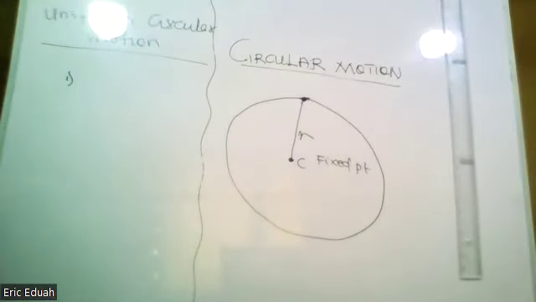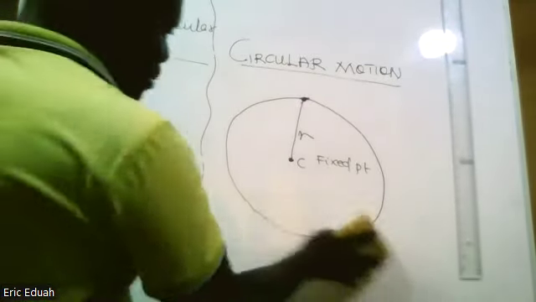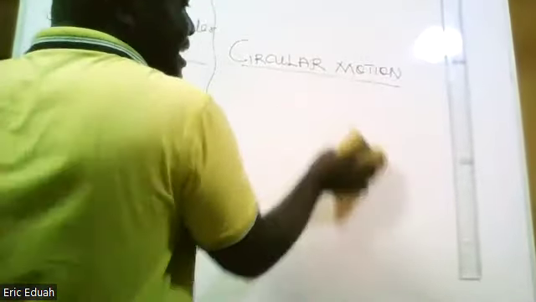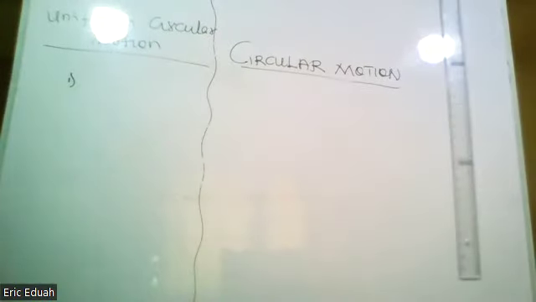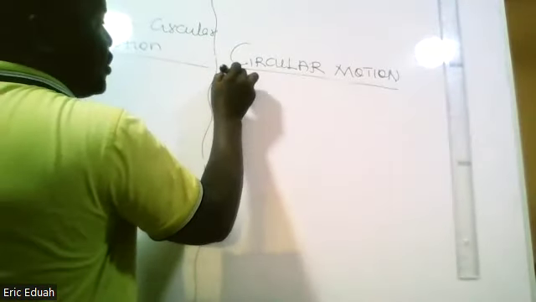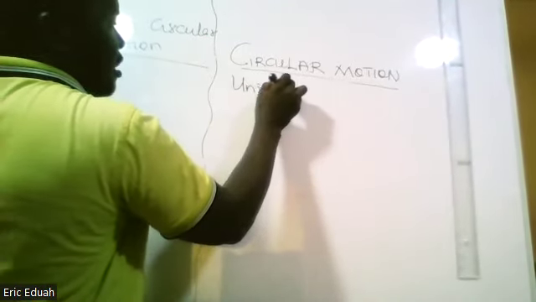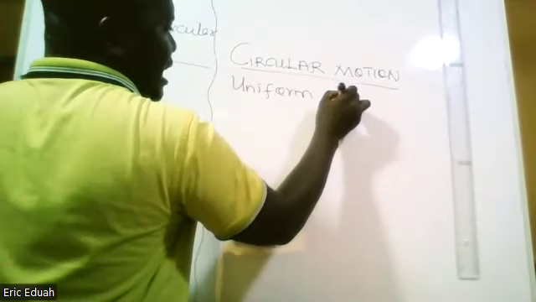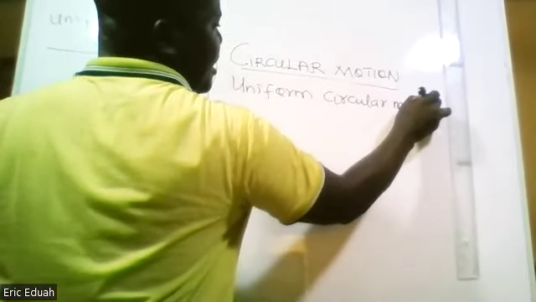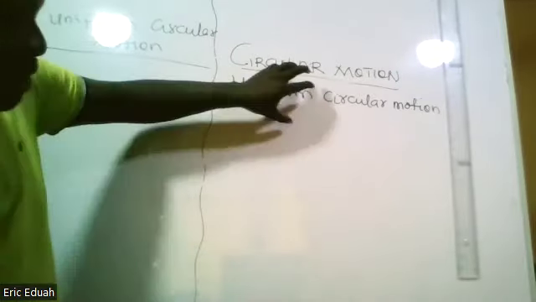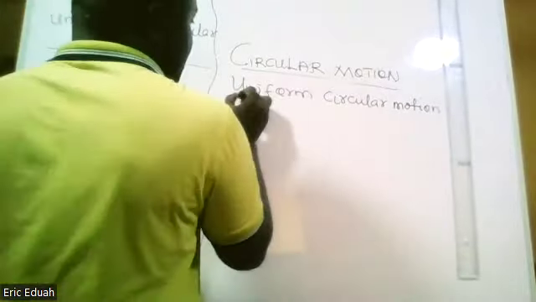Now let's go into circular motion proper and look at the attributes of a body moving in circular motion. Here we are restricting our discussion to uniform circular motion. Of course, we also have non-uniform circular motion. But what we are looking at centers on uniform circular motion.